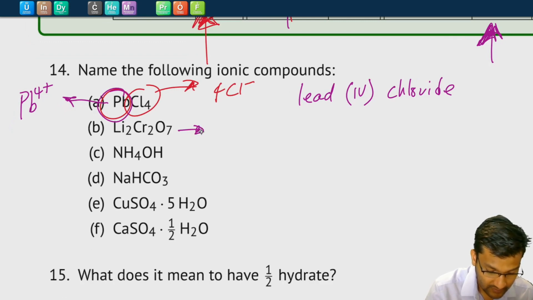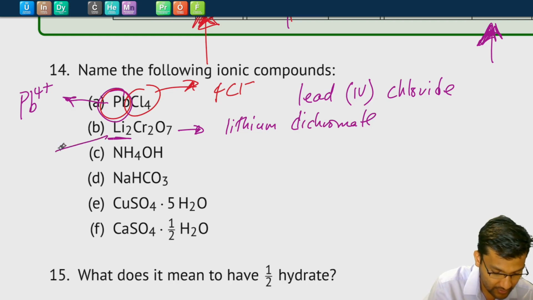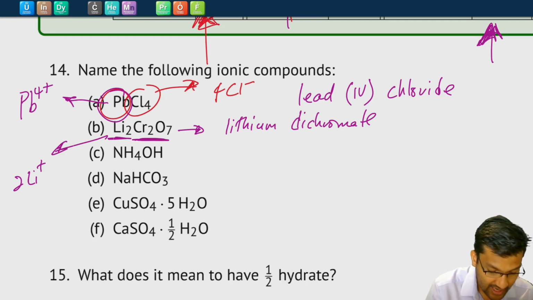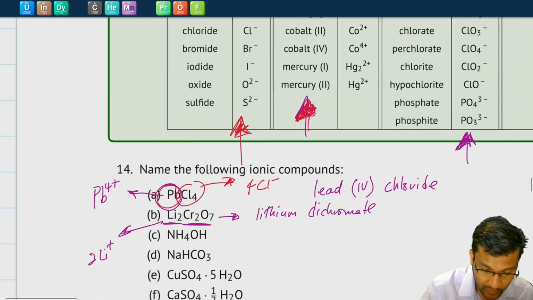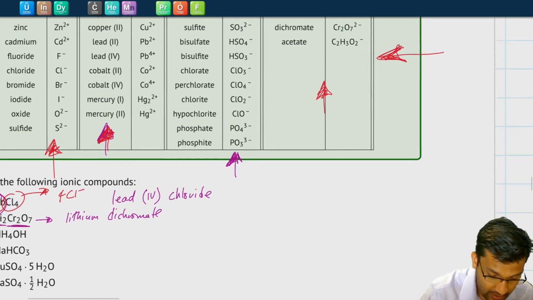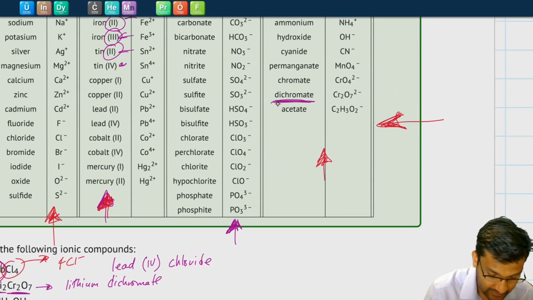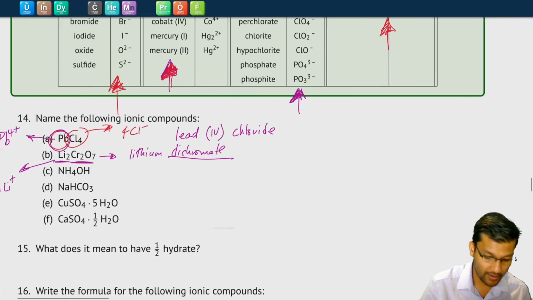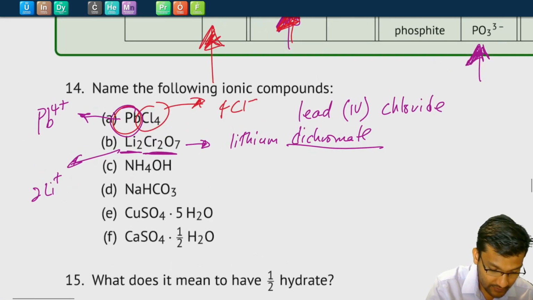This one is lithium dichromate, right? Lithium is the ion. It's 2 lithium with a +1 charge because lithium is in the first group. And Cr2O7 is one that you really needed to memorize. Cr2O7 2-. That's the charge there. And that's a dichromate ion. Okay. I won't go over the naming for this one, but it's in the table.